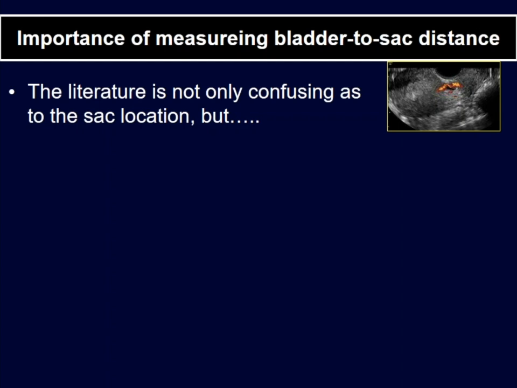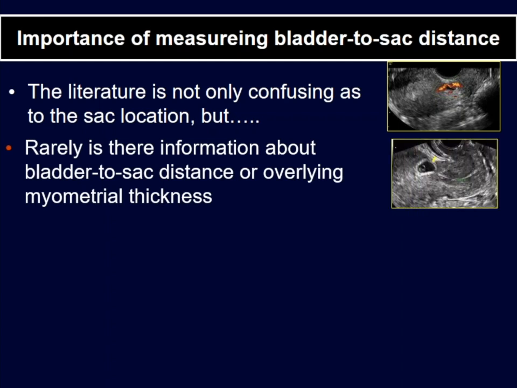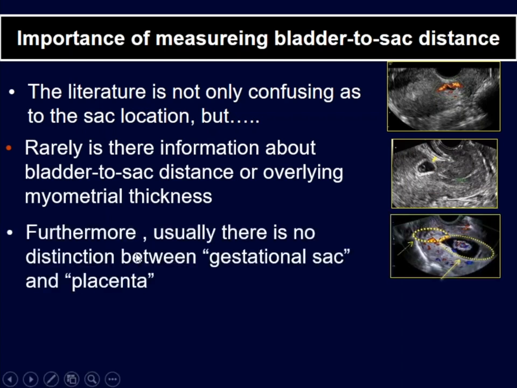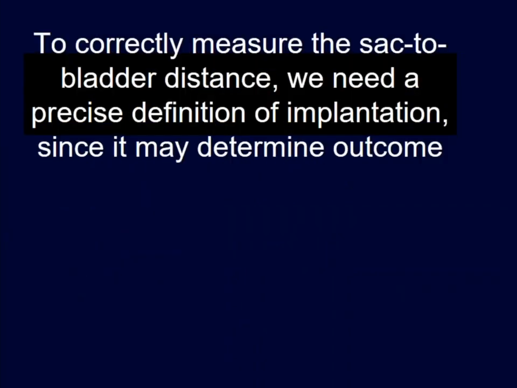The literature is not only confusing as to the sac location, but rarely is there any information about bladder to sac distance or overlying myometrial thickness. Furthermore, usually there is no distinction between gestational sac and placenta. I showed you how the sac morphs into the uterine cavity. Lastly, there is rarely any mention about the location of placental vascularization. To correctly measure the sac to bladder distance, we need a precise definition of implantation, since it may determine the outcome.